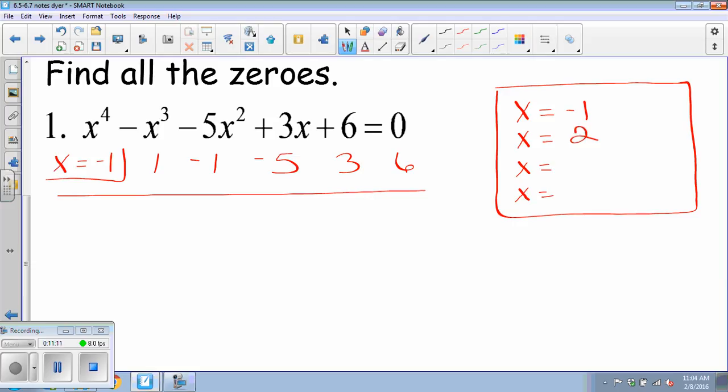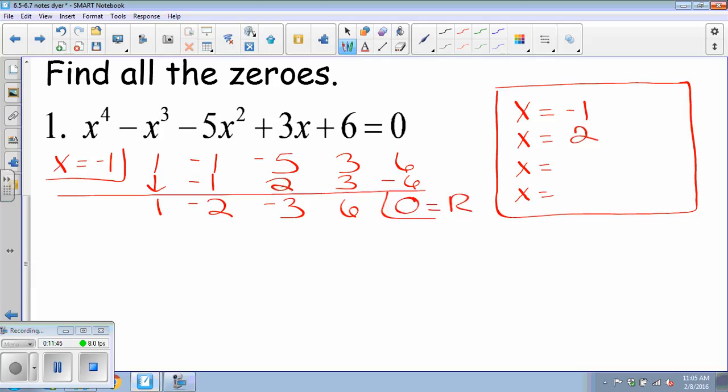So I do synthetic division with this. We bring down the 1. Everything under the line gets multiplied by -1. So 1 times -1 is -1. Combine, -2. Multiply, +2. Combine -5 and 2, we get -3. Multiply -3 times -1, we get +3. Combine, we get 6. Multiply times -1, we get -6. And combine, and we get 0.